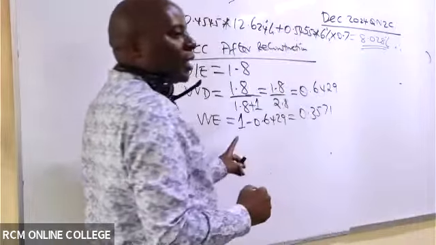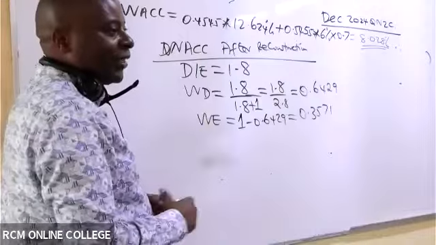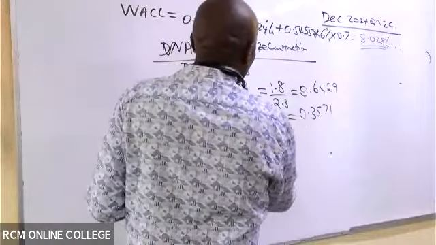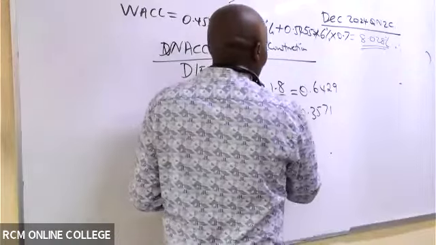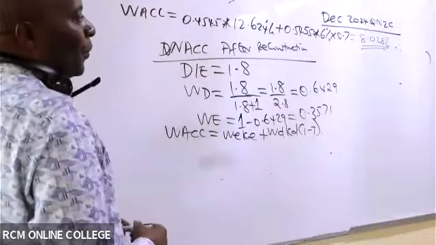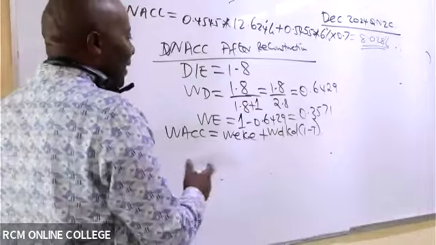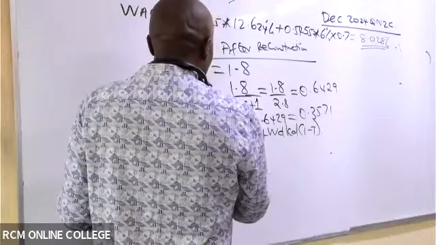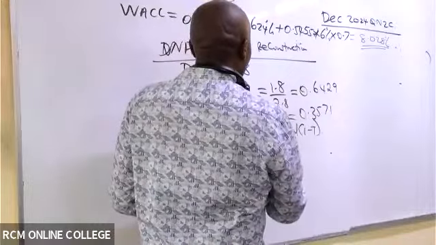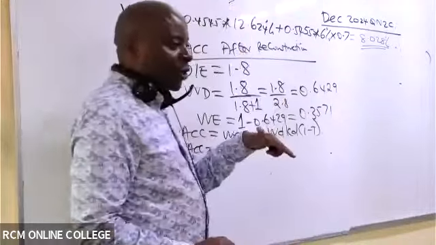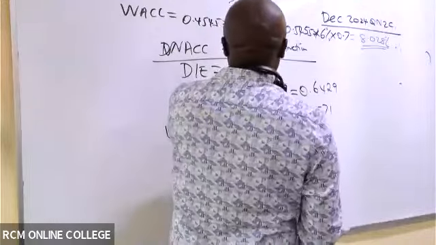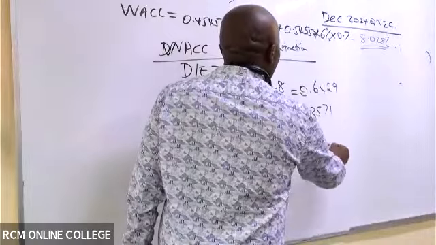Now, out of this, can you easily give us the WACC after the reconstruction? The only thing I need is the Ke after the reconstruction and the formula, because my WACC will always be weight of equity times cost of equity, plus weight of debt times cost of debt, times 1 minus T. Weight of equity is 0.3571. Do you remember the Ke after the reconstruction? 14.136 percent. Weight of debt is 0.6429.